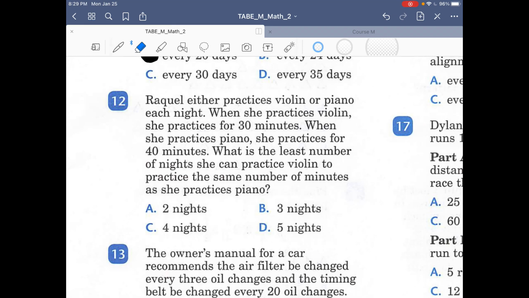Number 12. Raquel either practices violin or piano each night. When she practices violin, she practices for 30 minutes. When she practices piano, she practices for 40 minutes. What is the least number of nights she can practice the violin to practice the same number of minutes as she practices the piano? So there's our clue. We're looking for the same number of minutes.